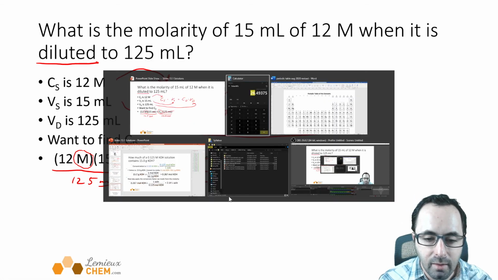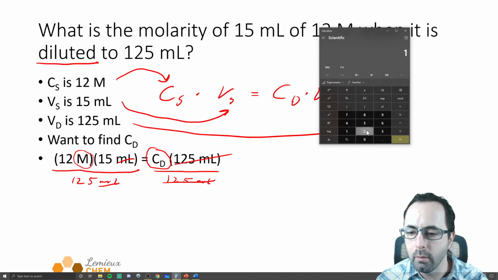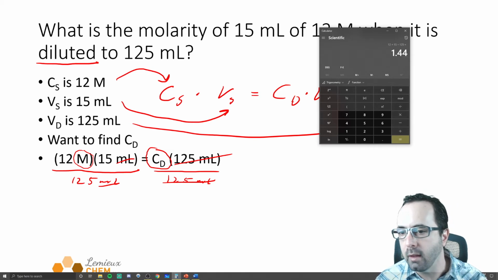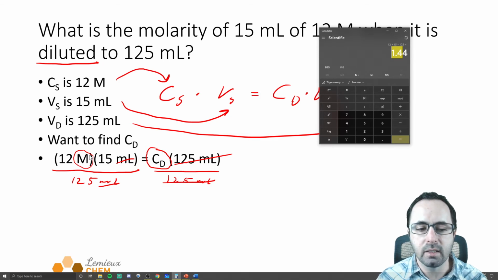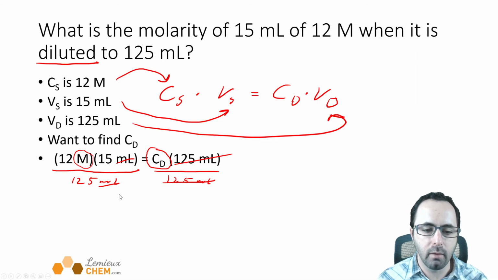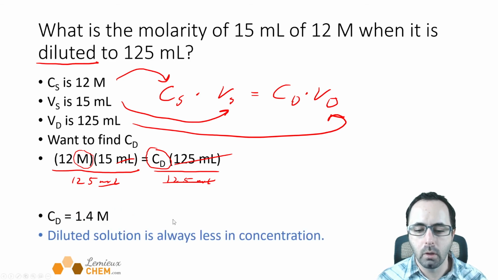So now it's time to calculate. So we'll say 12 times 15 divided by 125, and we get 1.44. And we should write this with 2 sig figs, so it will be 1.4. And our unit here is molarities. That's the unit that's left. So our result is 1.4 molar.